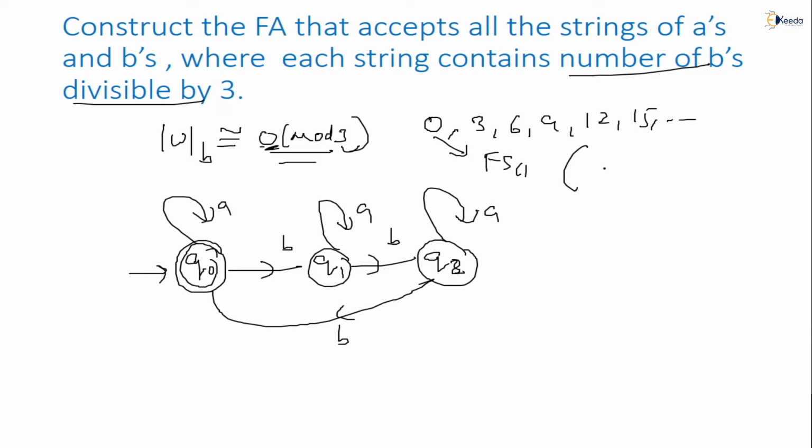What are the states we will get? 0, 1, 2. Like 0 modulo 3 means the remainders 0, 1, 2. We will get 3 states. Are you getting my point? 0, 1, 2. So 0 will be the final state, you can understand.